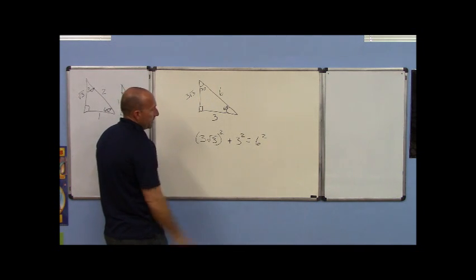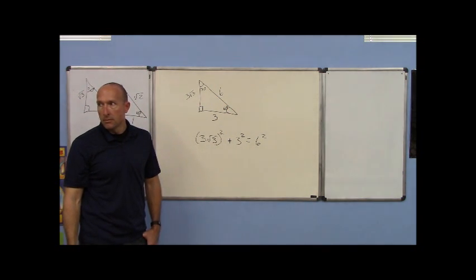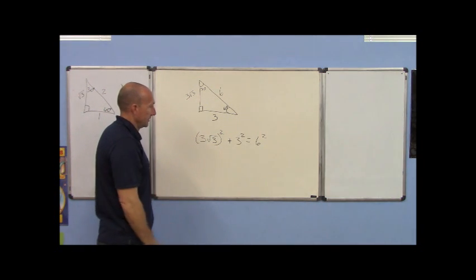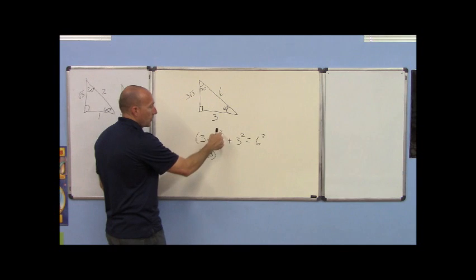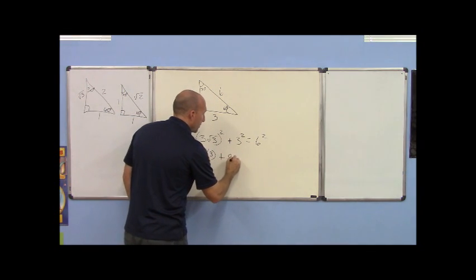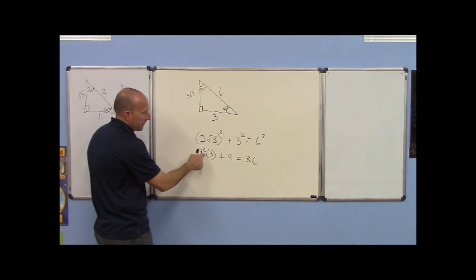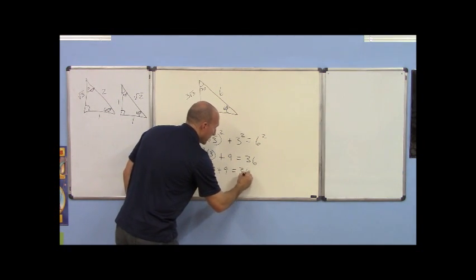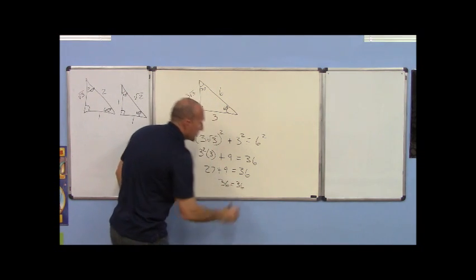So we have 9 times 3, which is, now the square root of 3 squared is what? 3. So basically it's 3 squared times 3, because the square root of 3 squared is 3. Plus 9 equals 36. Okay, and 3 squared is 9 times 3 is 27. Plus 9 equals 36, and that is true. 36 equals 36. So that is true.